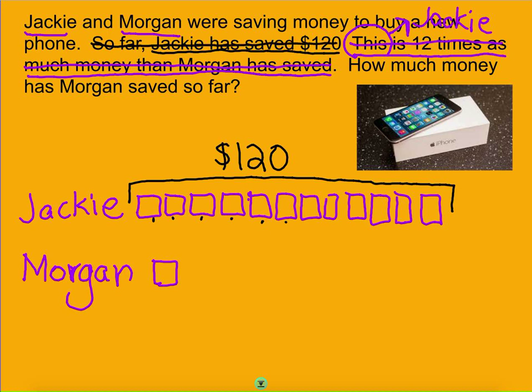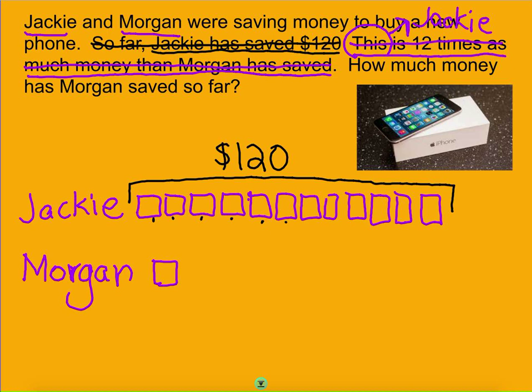So that is gone. Now it says, how much money has Morgan saved so far? Well, it still can't answer this, because in order to answer this, we have to get another number involved. And right now, the only number is 120. So we're going to use Jackie's number of 120 to help us solve this problem. So watch how I do this.